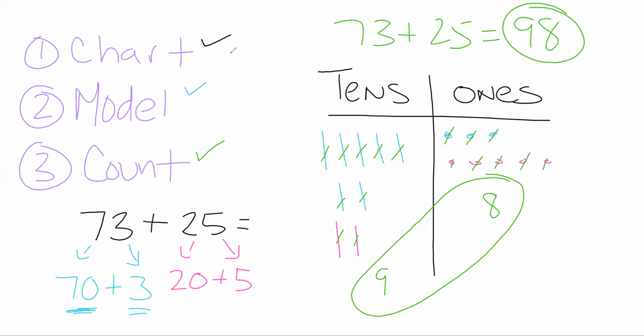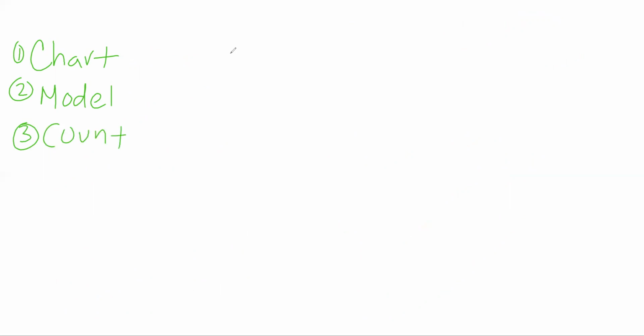So let's explore this a little bit more. Let's do another one. Again, think of the steps. We're gonna make a chart. We're gonna make a place value chart. We're going to model, again, thinking about the value of those digits, and then we're just going to count. So if you want to go ahead and try this one on, go for it. This 29 plus, let's say 52.